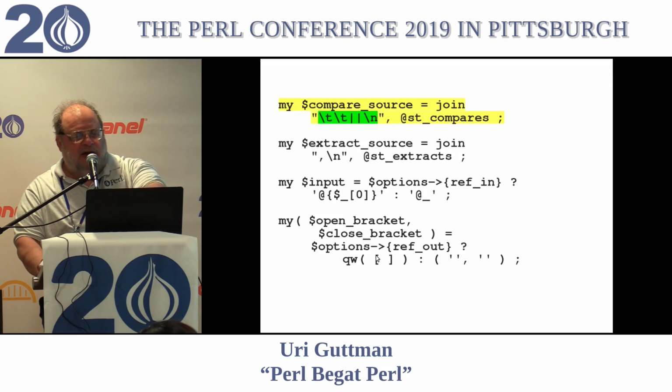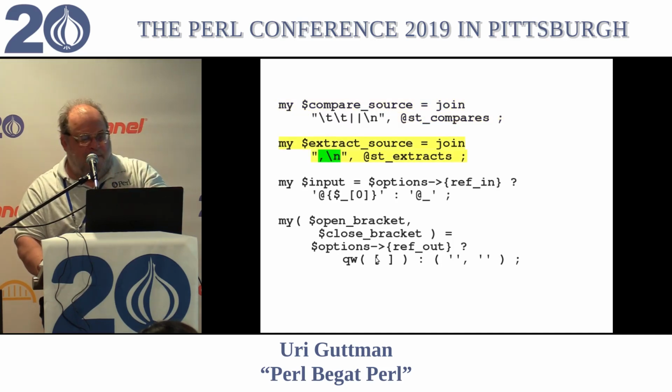Now I join the compare codes, and I join them with pipe, the OR operator. I put a couple of tabs in there and a new line to make it look pretty. But basically, it's comparison or comparison or comparison in the order you give it. That's the order of the sort. The extracts I just join with commas, and a new line also to make it look a little pretty, because they're basically just being an array.